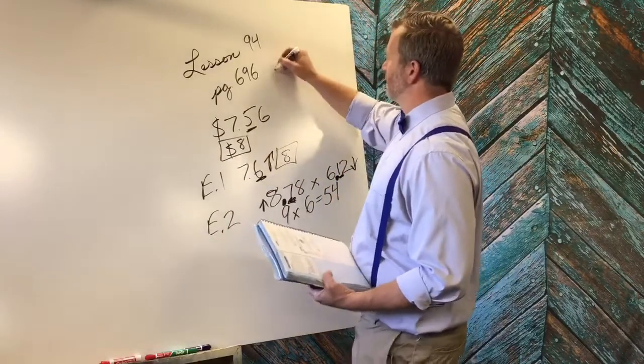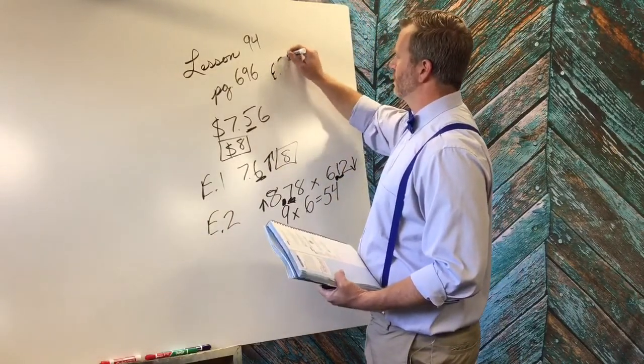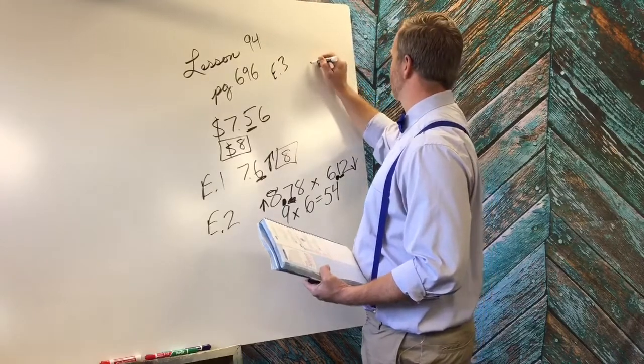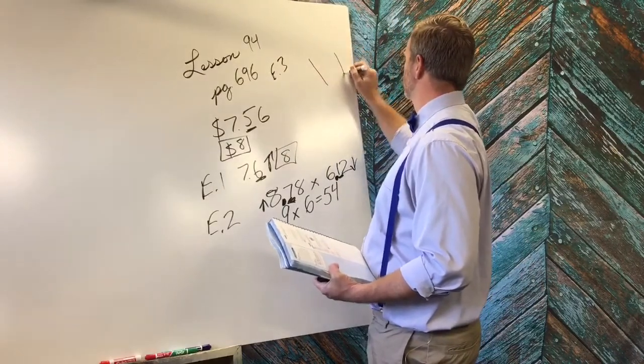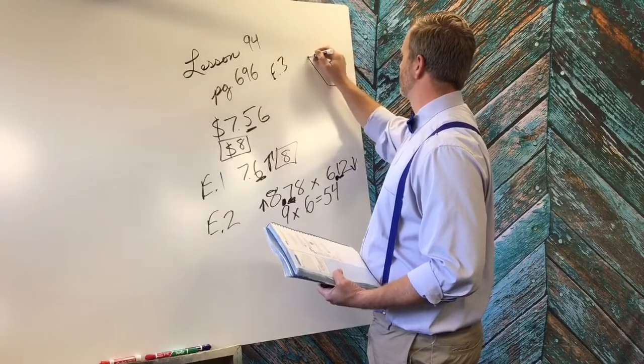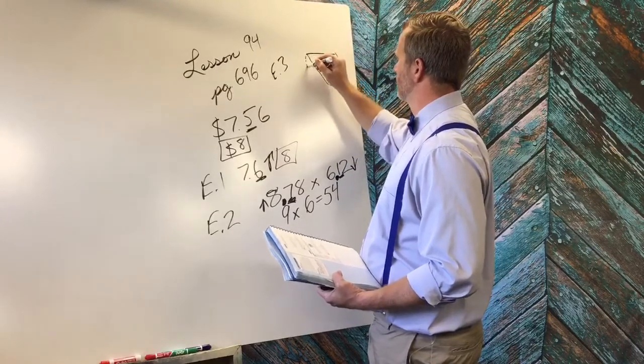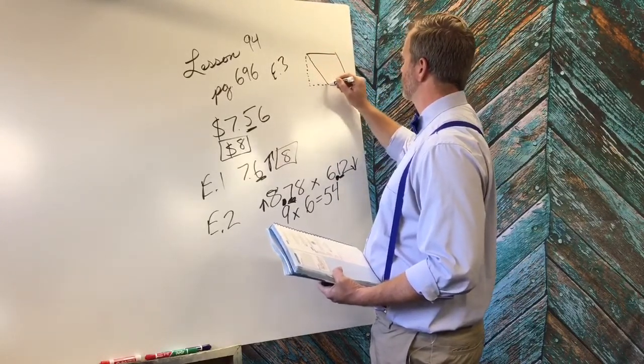Let's see. We'll put it up here. I think it'll fit. Example number 3. So we got a shape that looks like this. See if I can draw it. Ooh, that's ugly. We got our dots and our dots.